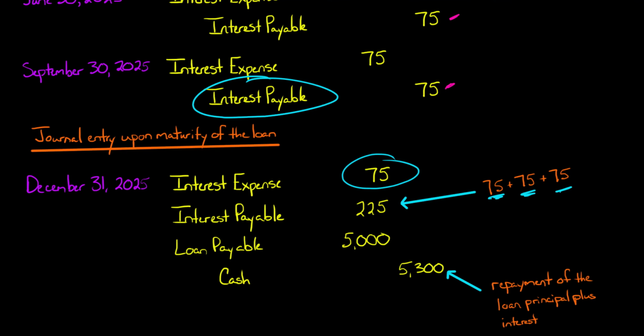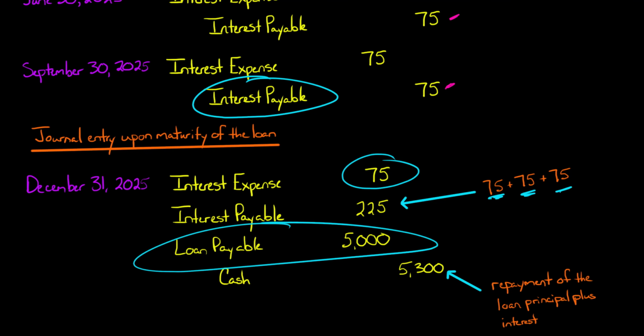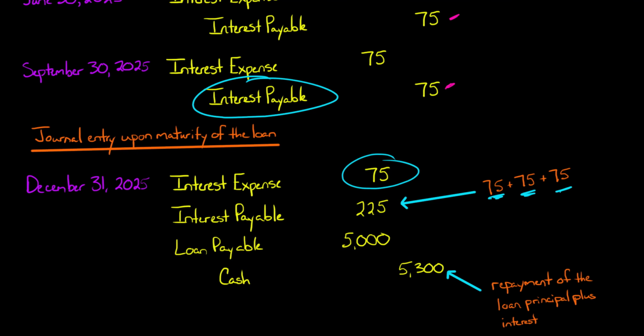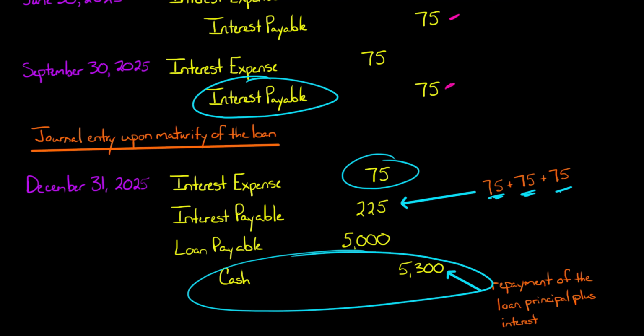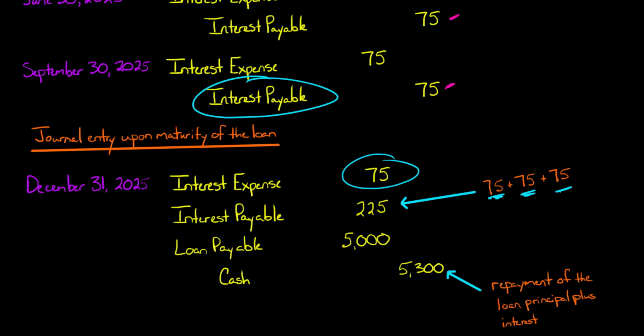Now, we also need to debit loan payable, or note payable if they had initially recorded note payable instead of loan payable. So we need to debit the payable there to indicate the repayment of the principal of the loan. And then the credit to cash is $5,300, which includes 2 things. We've got the repayment of the loan principal of $5,000, and then we've got the payment of the interest of $300.